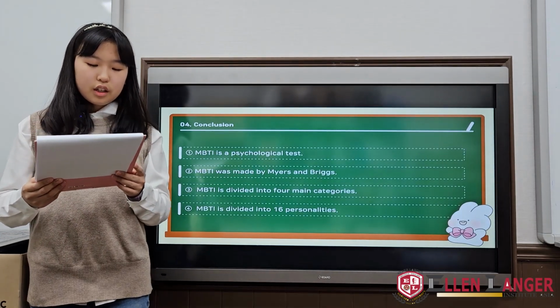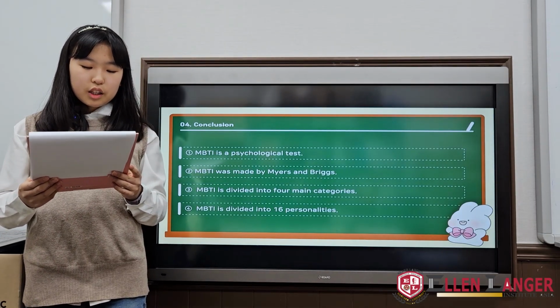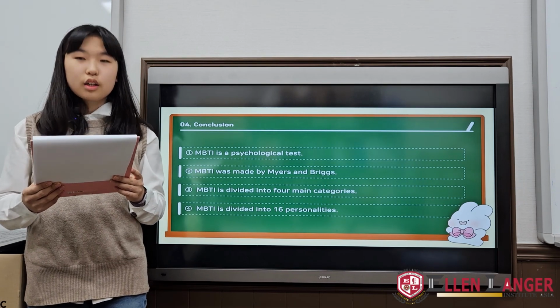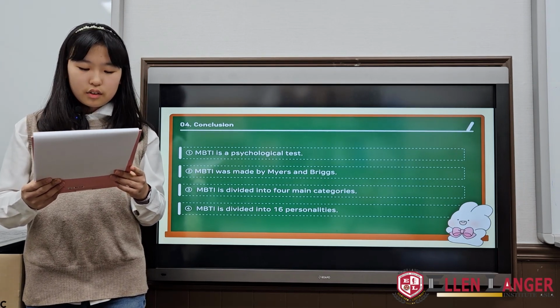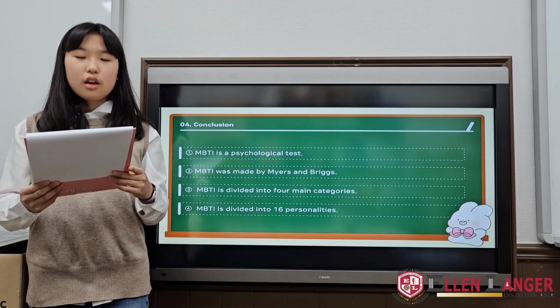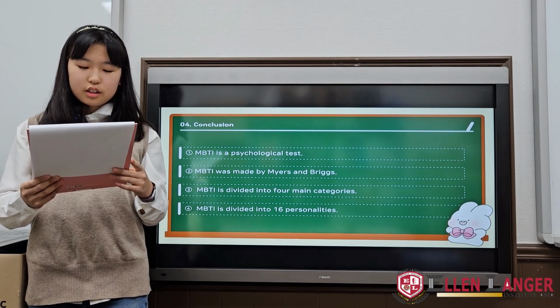Conclusion. MBTI is a psychological test. MBTI was made by Myers and Briggs. MBTI is divided into 4 main categories. MBTI is divided into 16 personalities.